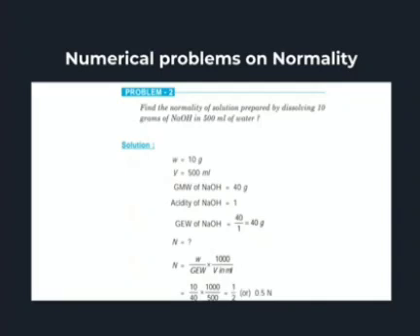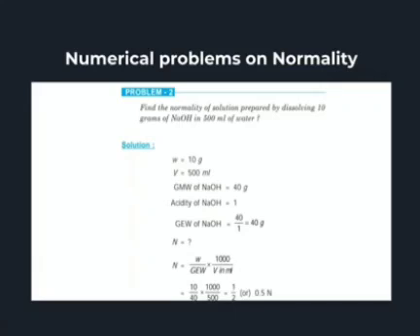The gram molecular weight of sodium hydroxide is 40, which is calculated from the molecular formula of sodium hydroxide, NaOH, that is 23 plus 16 plus 1, that is equal to 40. Acidity of sodium hydroxide is 1. The gram equivalent weight of sodium hydroxide is equal to molecular weight by its acidity, that is equal to 40.